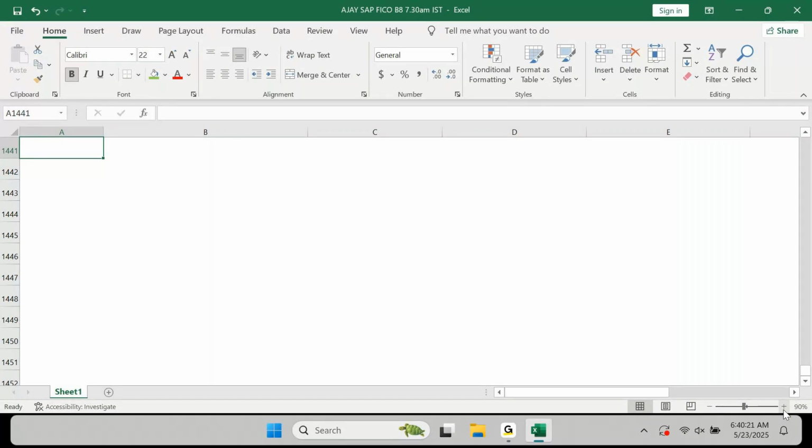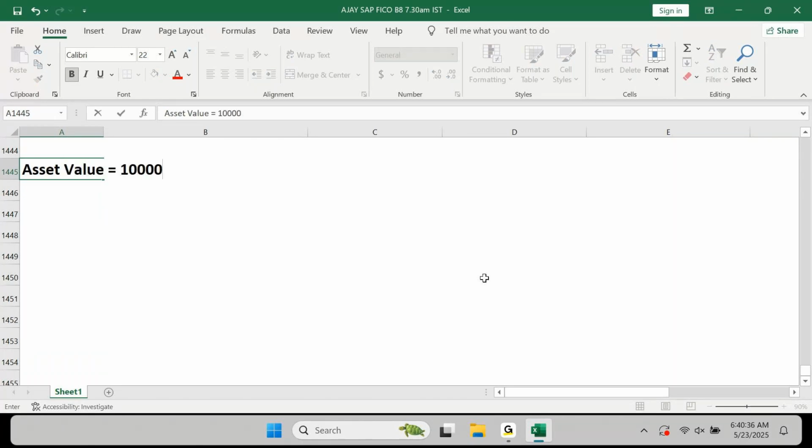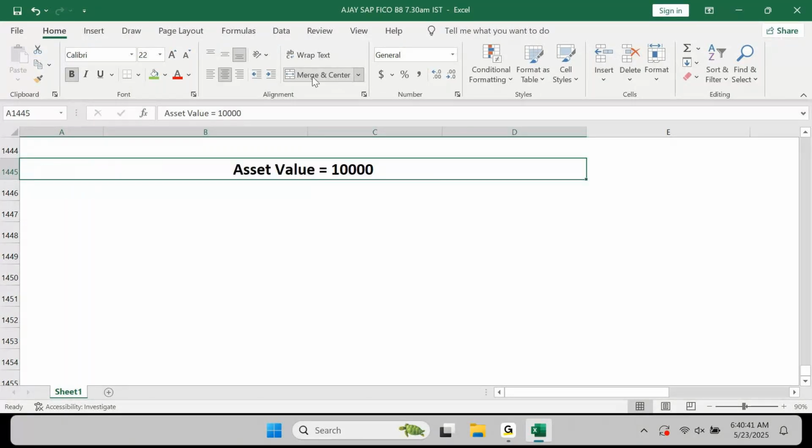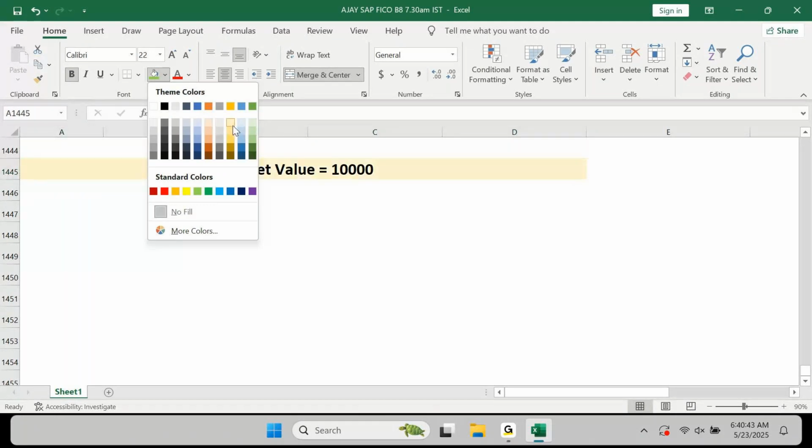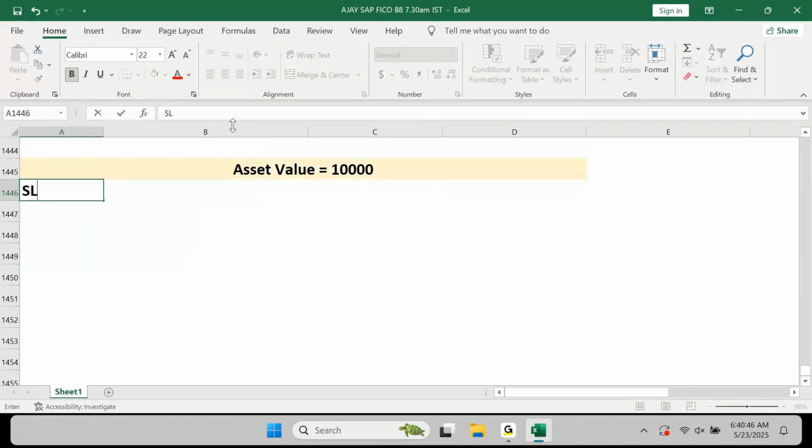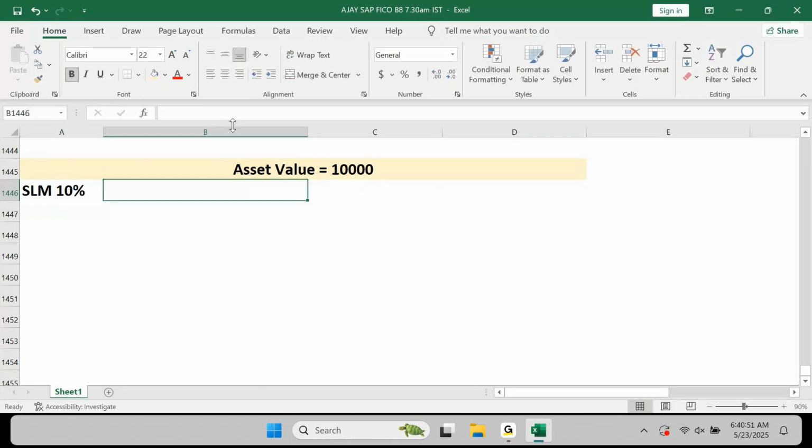The asset value is fixed every year. Here, for example, let me take the asset value as 10,000. Is this okay? I'll put SLM 10%. SLM 10% means what? Every year 10%, straight line method 10%.